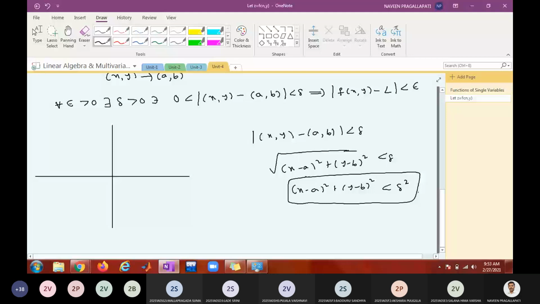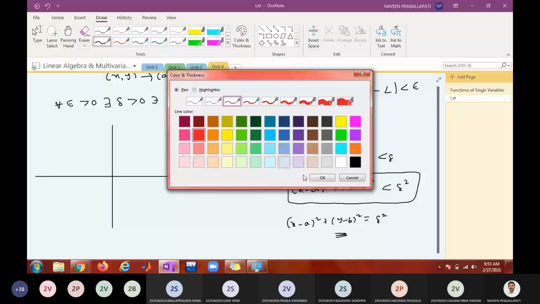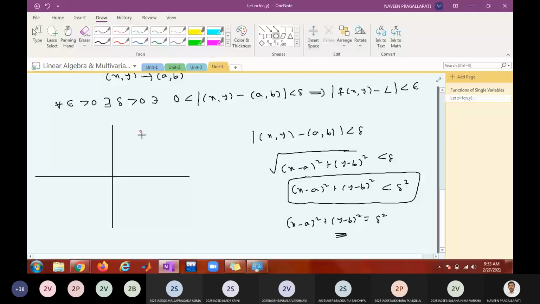(x minus a) whole square plus (y minus b) whole square equal to delta square means what? A circle centered at (a, b) with radius delta. But less than delta square means what? All the points inside the circle. Okay, so this is the collection of the points, all these points inside the circle.